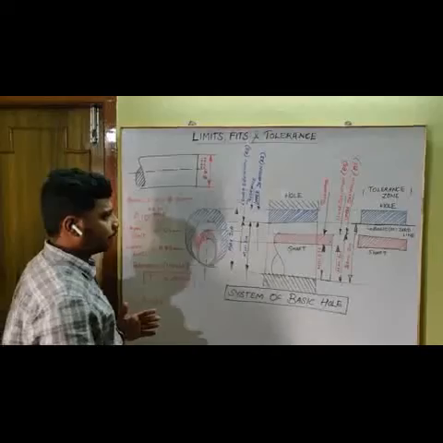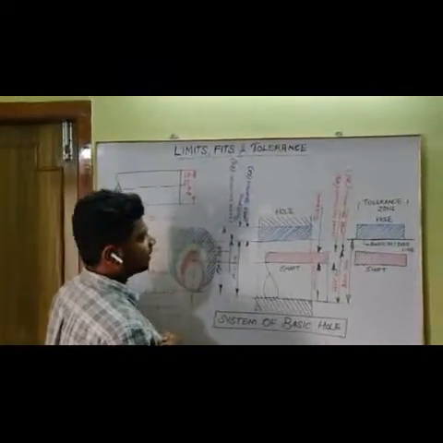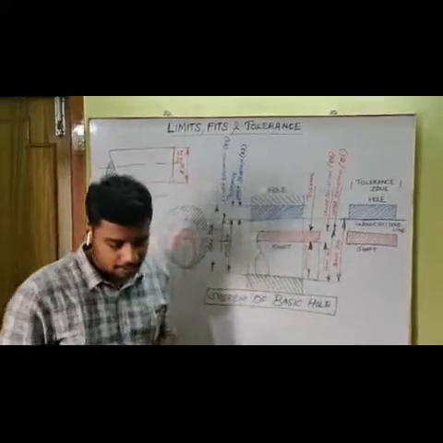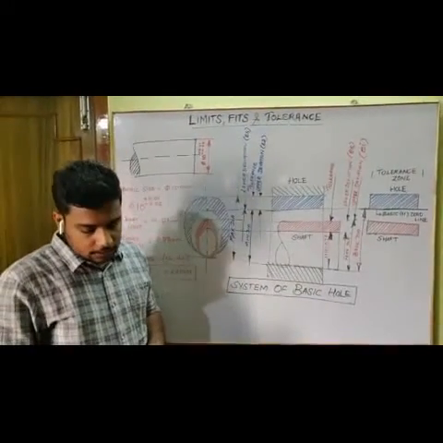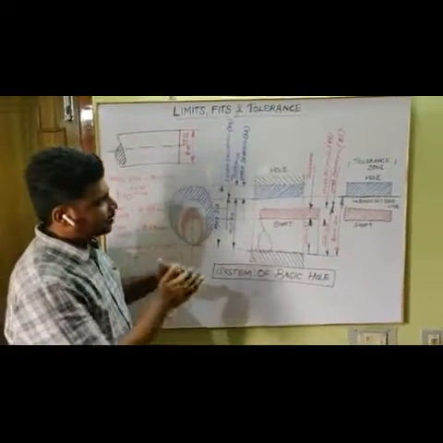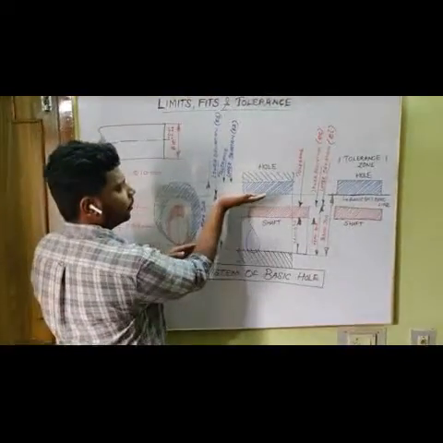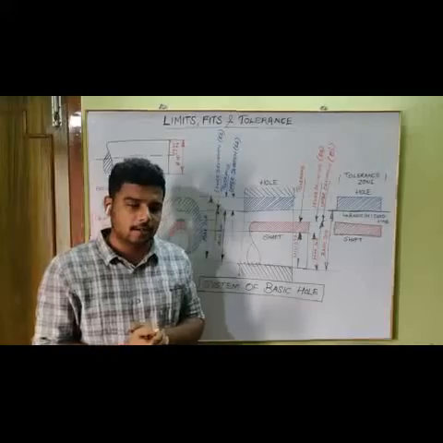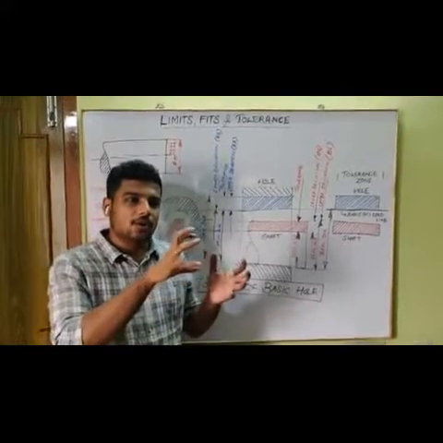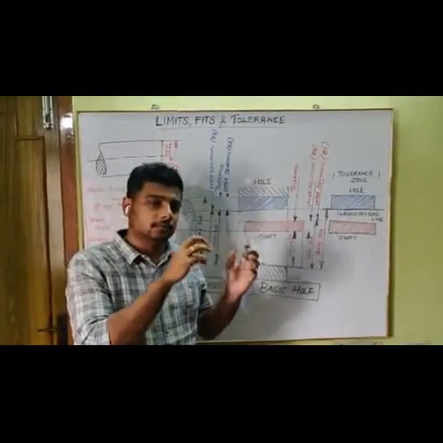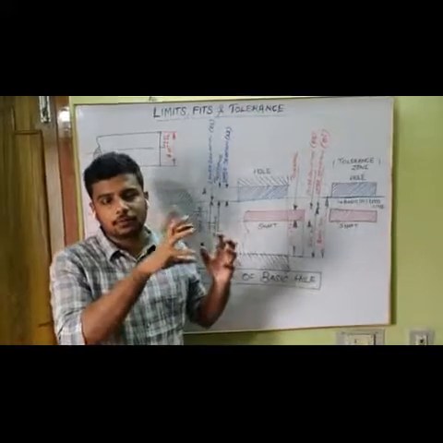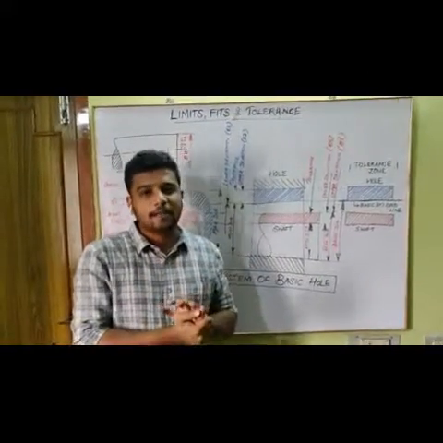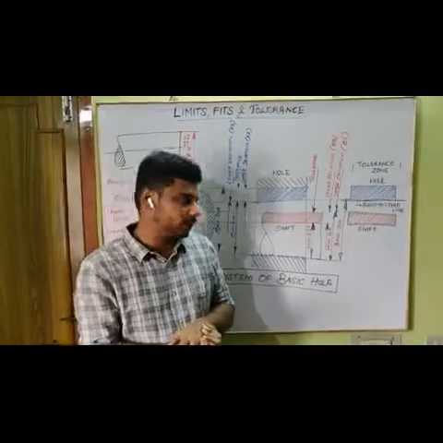So what do you mean by the upper or maximum limit of your hole and shaft? What is the maximum size that is allowable for the hole? We have to know the condition called maximum material condition here. We need to know first when the hole has maximum material condition and when the shaft has maximum material condition.